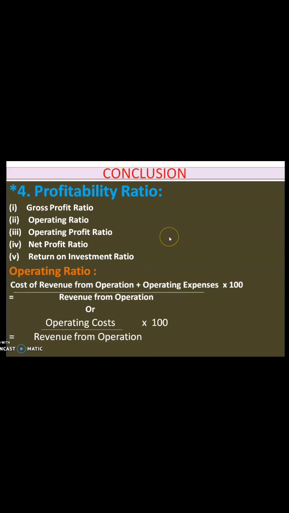So we have come to a conclusion of today's topic. Today we have discussed the profitability ratio. We saw that there are 5 types of profitability ratio. They are gross profit ratio, operating ratio, operating profit ratio, net profit ratio, and return on investment ratio. Today we discussed the operating ratio, the formula to calculate which is cost of revenue from operation plus operating expenses divided by revenue from operation into 100. Or you can use the formula operating cost divided by revenue from operation into 100.